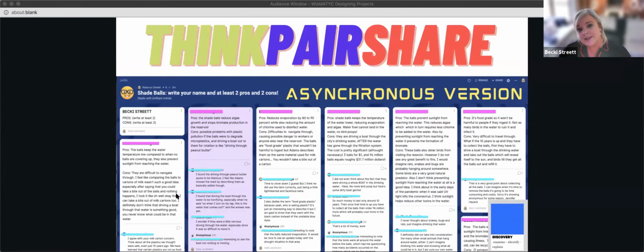And then for my asynchronous classes, I try to achieve the same basic idea. I use a Padlet. I use the free version of Padlet. And basically, I ask students to post at least 2 pros and 2 cons, and then, of course, comment on each other's posts. So it basically works like a discussion board.